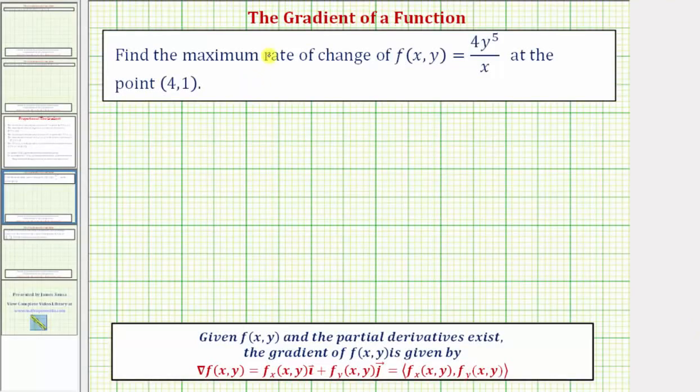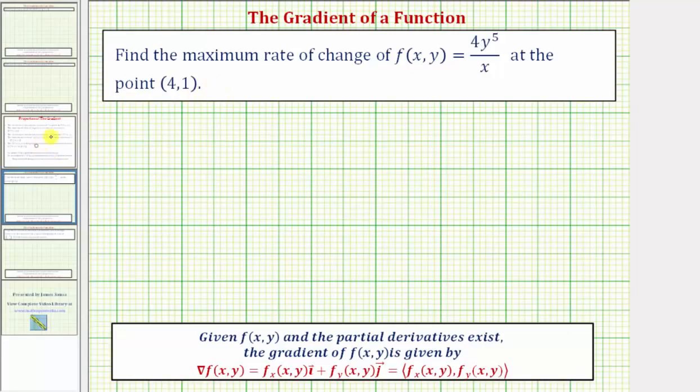We want to find the maximum rate of change of the function f of x comma y equals 4y to the fifth divided by x at the point 4 comma 1. So the first thing to remember here is the gradient of f is going to give us the direction of maximum rate of change of f at the point 4 comma 1, but to find the actual maximum rate of change, we'll need to determine the magnitude of the gradient of f at the point 4 comma 1.